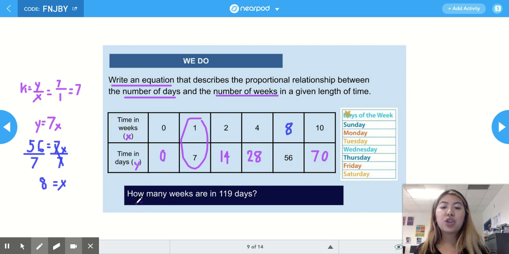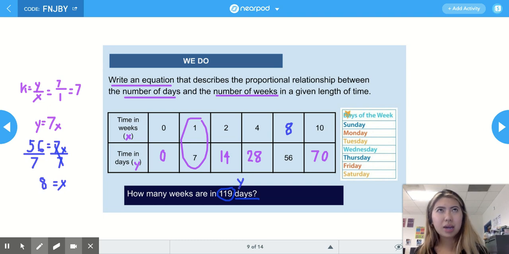Then we have another question. It says, how many weeks are in 119 days? So our first step is to figure out this 119. Is that our x or our y value? So if we look back at the table, time in weeks is our x value and time in days is our y value. So this is our y value. Then I have to think, I have my y and I'm trying to find my x. So am I multiplying or dividing?